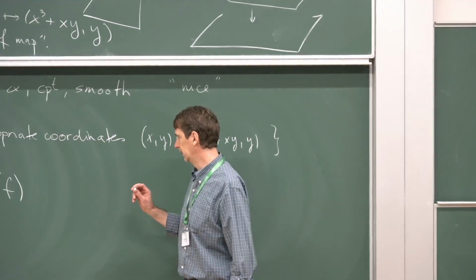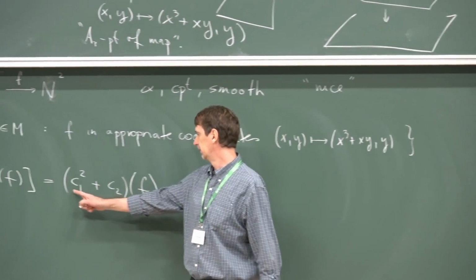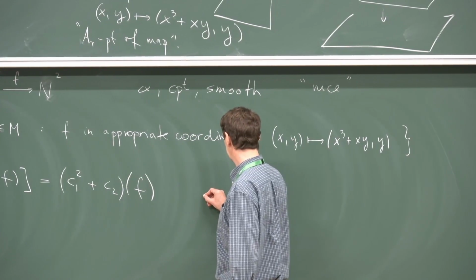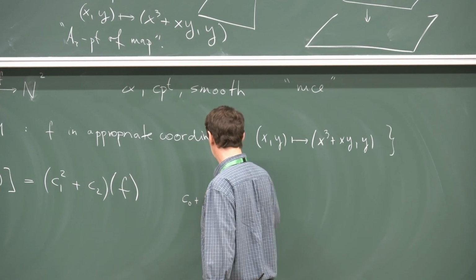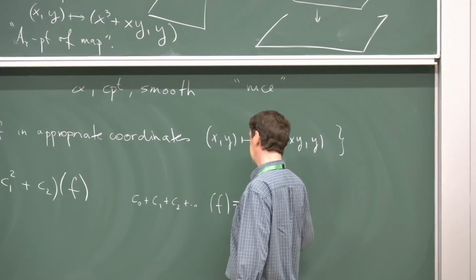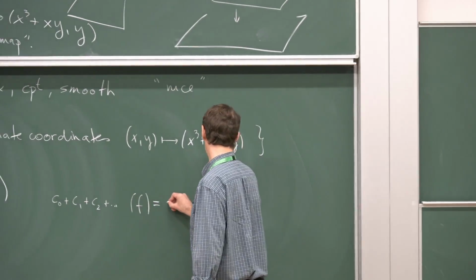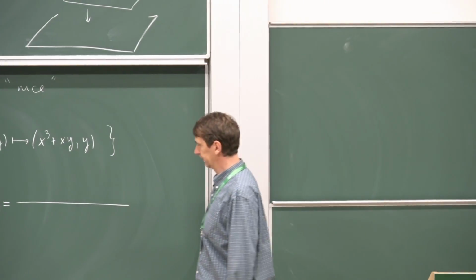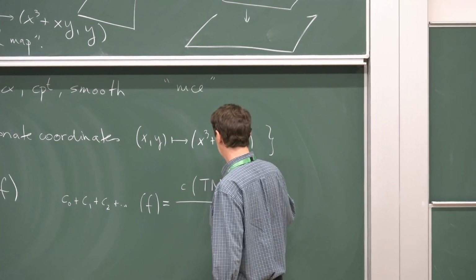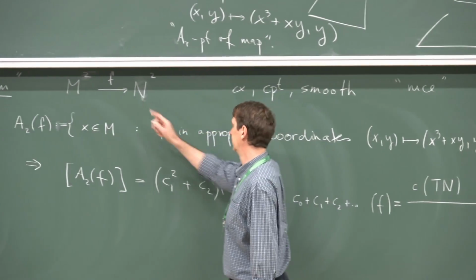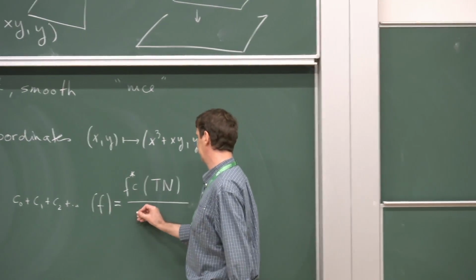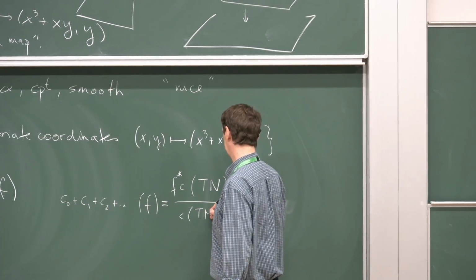So, first of all, I want to tell you what I mean by Chern classes of the map. So that I'm going to define. So C0 plus C1 plus C2, etc. of a map is defined to be just a Chern class of a virtual bundle, or in other words, the total Chern class of the tangent bundle of the target manifold pulled back divided by the total Chern class of the source manifold.